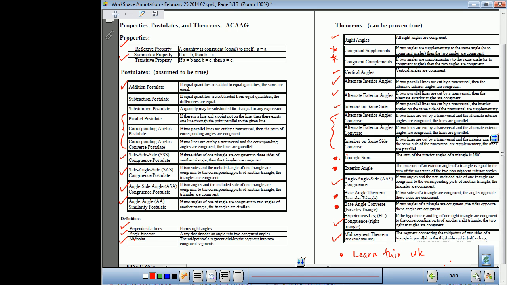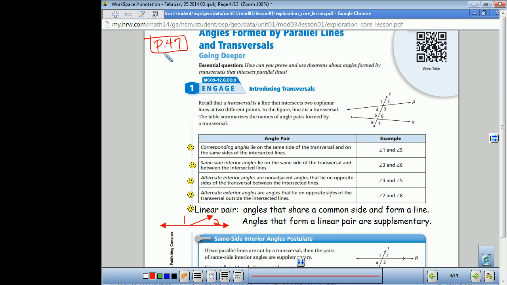Okay, so today we're going to start by opening our workbooks to page 47. Now guys, if you didn't have your workbook here at school today, please make sure you bring it the rest of the week. We'll be using it. And if you don't have it, just write down the page numbers on some notebook paper and you can follow along later.